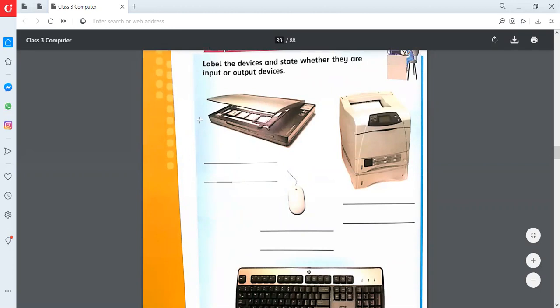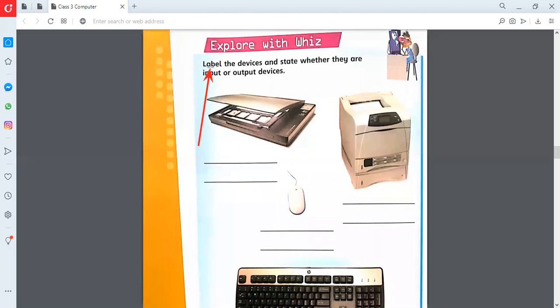The word label means name. Label means name, relabel means rename. So label the devices means you have to name the devices. There are some devices given. You have to name the devices and write whether they are input or output devices. So this is the question given on page number 34.